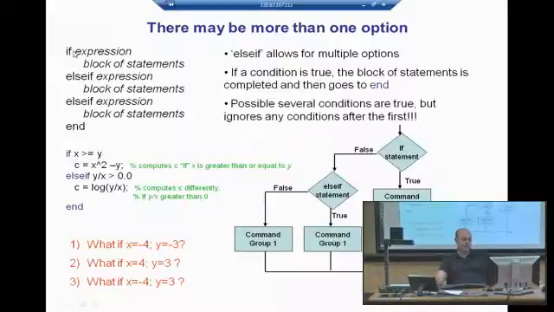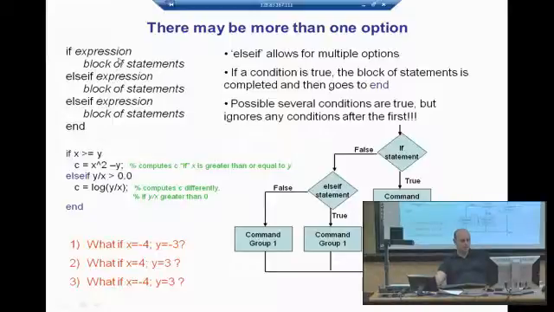So it sees if a certain statement is true. So I say if this statement is true, it does that block of statements. If it were true, then it goes all the way to the end. And it skips everything else. Okay? So it's not going to do all of these things. It's only going to do the first one that's true.